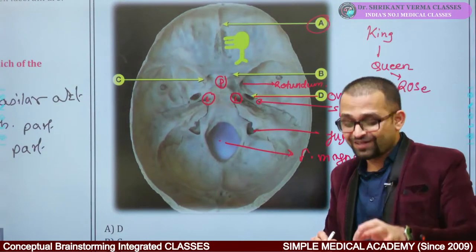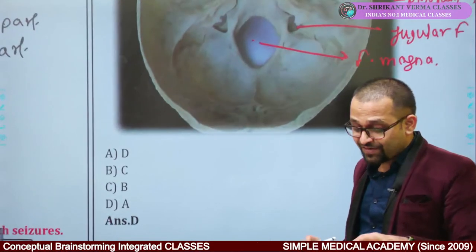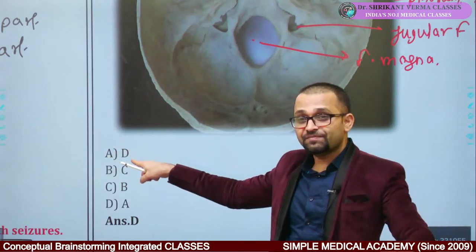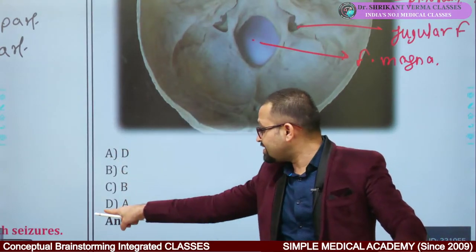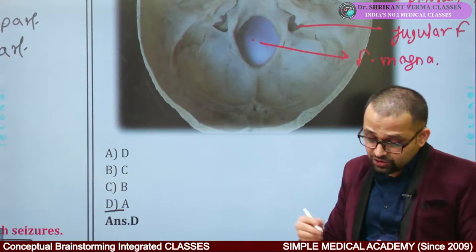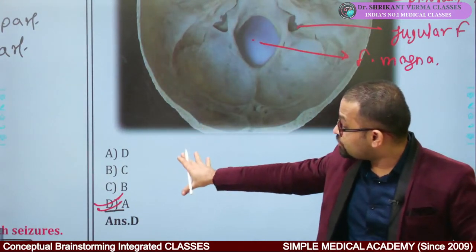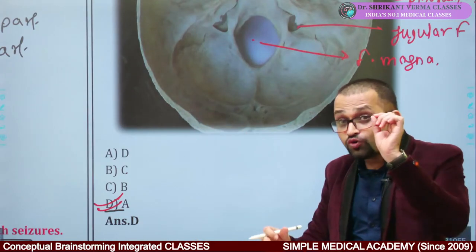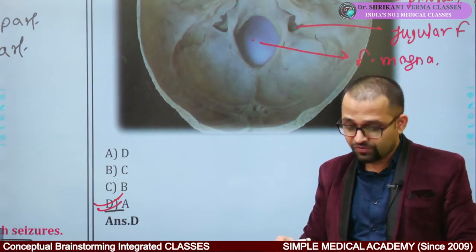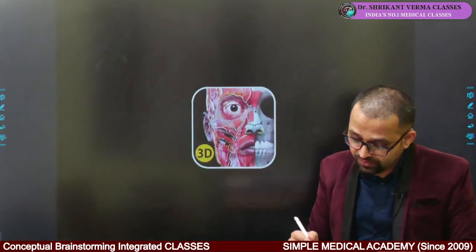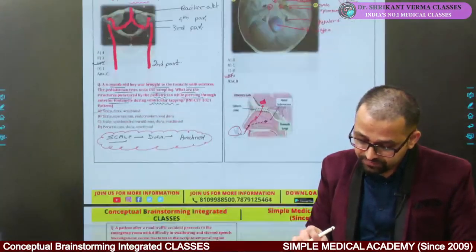But how are they making the confusion, where is this A given? A is not given in the A option. Okay, A is given in the D. So your answer is here, D. So don't get confused. While opting for the option, you have to be careful. Fine? Okay? Now, come to our next question.